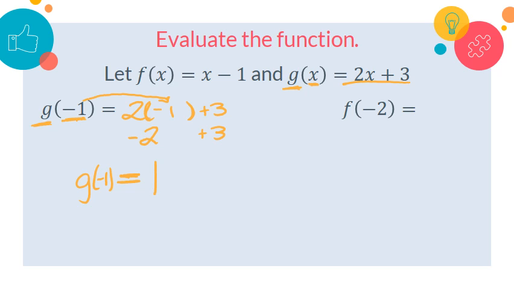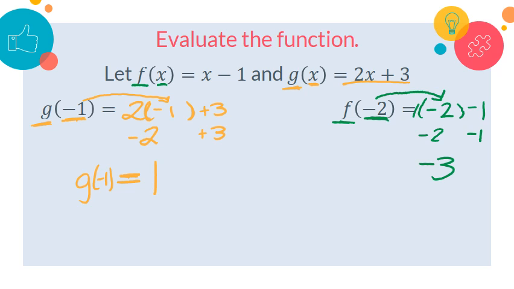This next function says f, so I need to use f. Instead of x, it says -2. So I'm going to write the rule, but wherever there's an x, I'm putting a blank parenthesis, and wherever there's an x value, I'm plugging in a -2. Technically, there's a 1 out front, so if I distribute that 1, I have -2. Bring down the -1. -2 minus 1 is -3. So f of -2 equals -3.